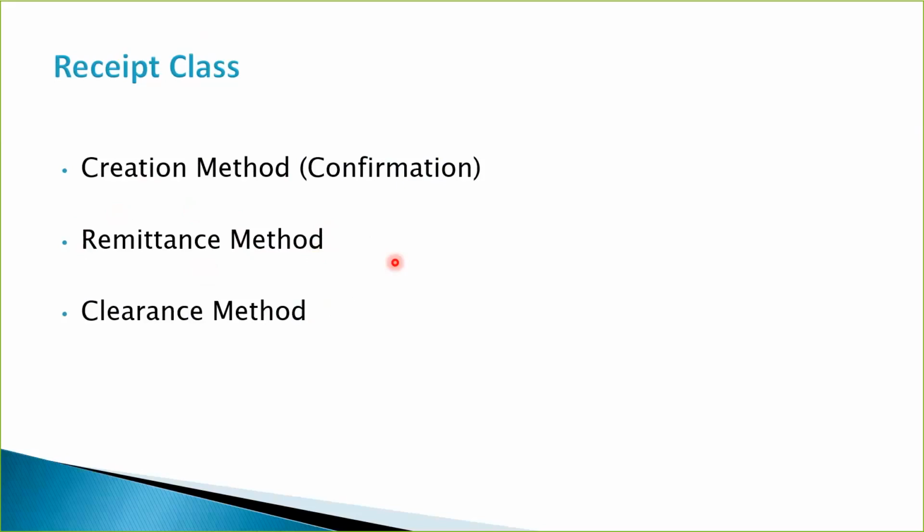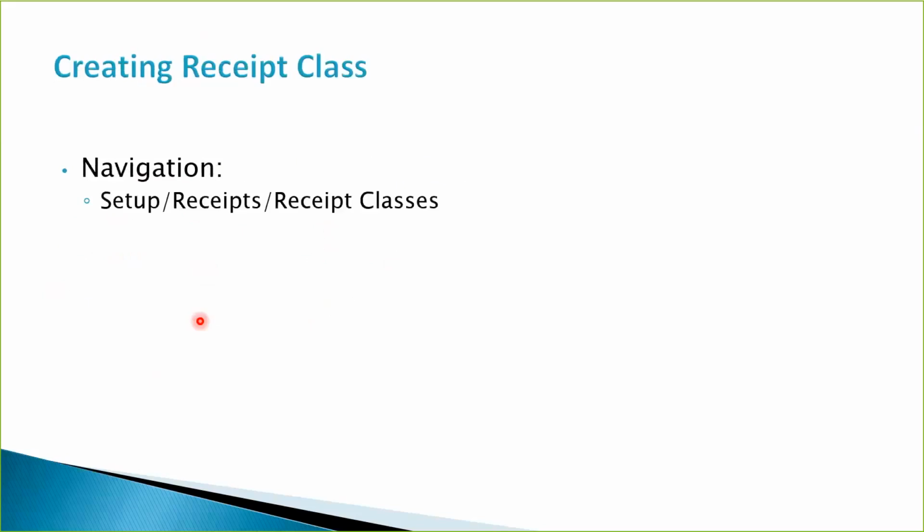And for the receipt class, when you're creating one, you also select a clearance method. And we are going to see examples of each of these: the creation method, the remittance method, and clearance method when we are creating our own receipt class. So this is the navigation we need to follow if we want to create a receipt class, and we are going to head on over to Oracle and do that.